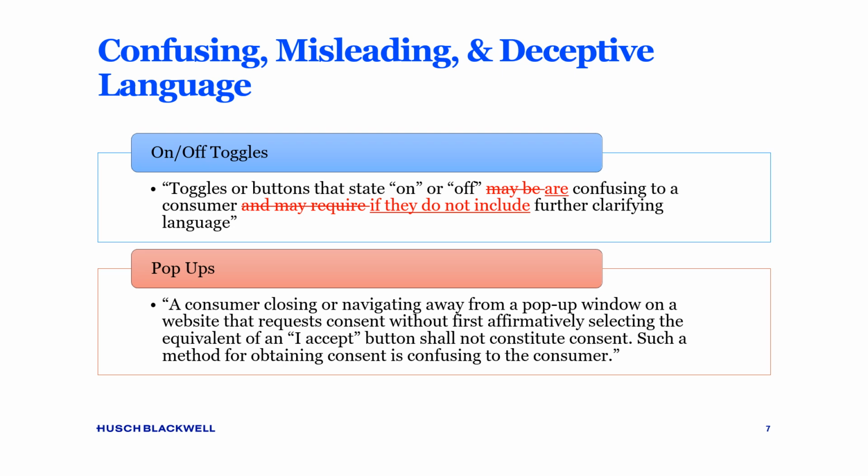The pop-up language is new to the draft regulation. It provides that closing or navigating away from a pop-up window that requests consent does not equal consent. So again, if you are thinking about a cookie consent banner or pop-ups, oftentimes these banners will disappear if you continue to navigate the site, right? Or they will have an X button in the top right-hand corner of them. And basically what the draft regulations are saying is that those actions of continuing to navigate or clicking a banner do not equal consent, and I should clarify consent for purposes of the CCPA, right? There are other laws out there that these actions may or may not constitute consent, but this is CCPA purposes consent.